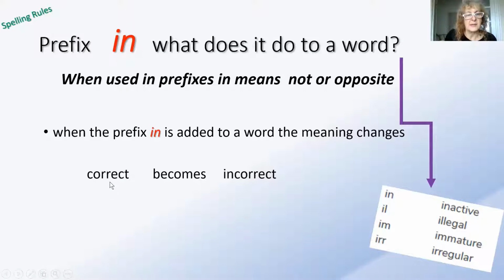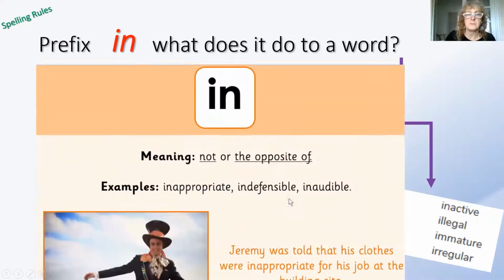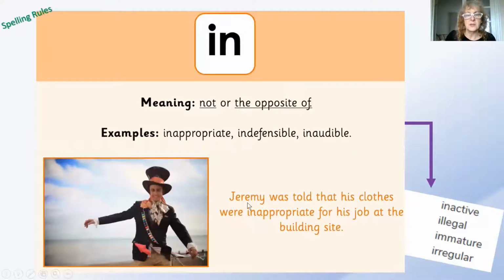So here we've got correct becomes incorrect. Can we see? So our root word, what we started with was correct, and we've added the prefix to make it incorrect. So there you might have got 10 out of 10 in your work, but here, if you got them all incorrect, you didn't get any right, so it's the opposite. And if we look at this word, another in word, Jeremy was told that his clothes were inappropriate for his job at the building site. And I'm looking at him and I can see why you wouldn't wear those on a building site, especially not that hat. Wouldn't be safe at all, would it? So they are inappropriate.